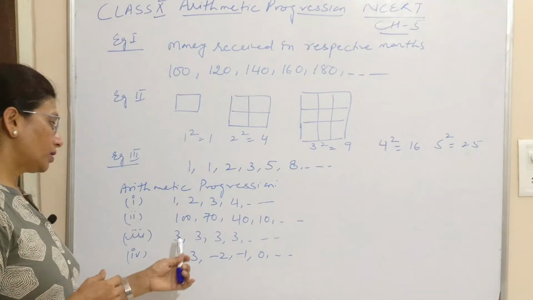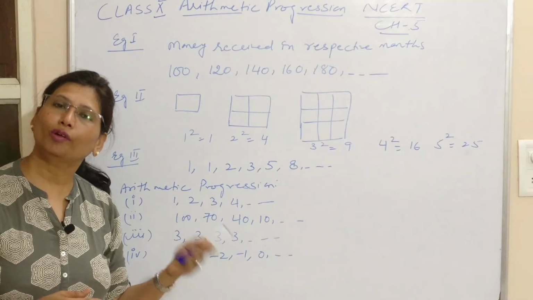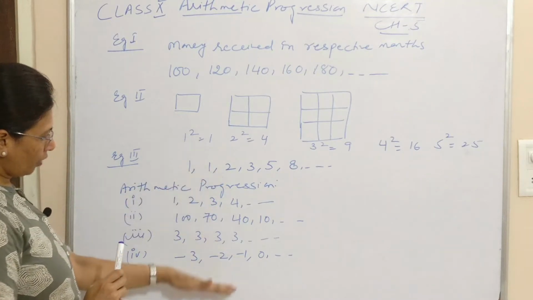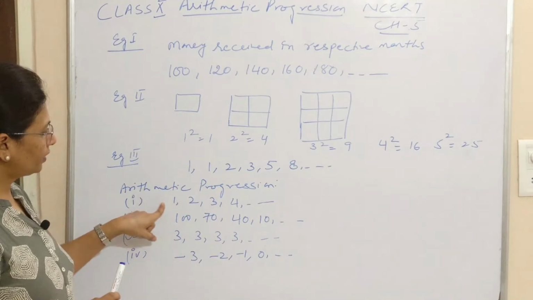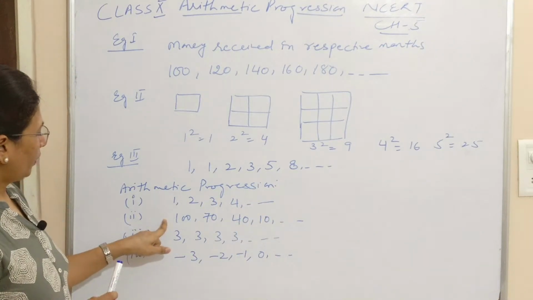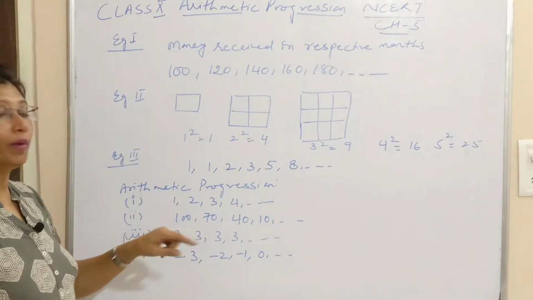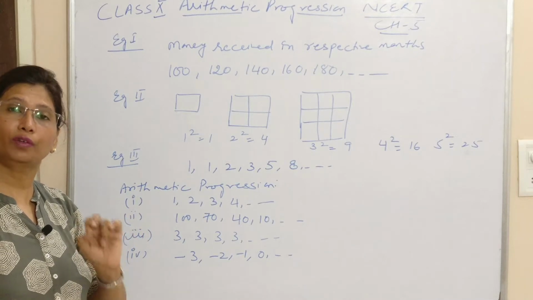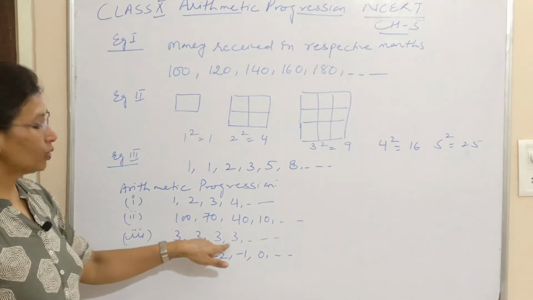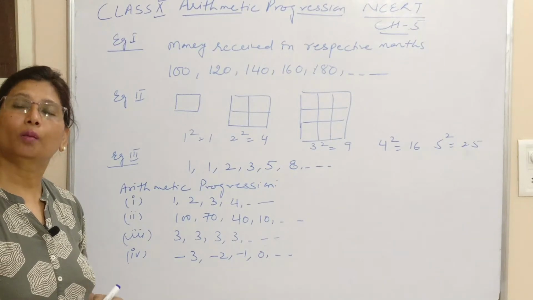Like if you see 3, 3, 3, 3, it's constant. What are you adding? You're adding 0. Again we have a few examples: first term, then succeeding 1, 2, 3, 4, 5, so it's natural numbers. Now here 170, 40, this is a decreasing pattern, decreasing by a constant difference. The difference between 2 continuous terms is constant. Same way here also, the difference between 2 continuous terms is plus 1.